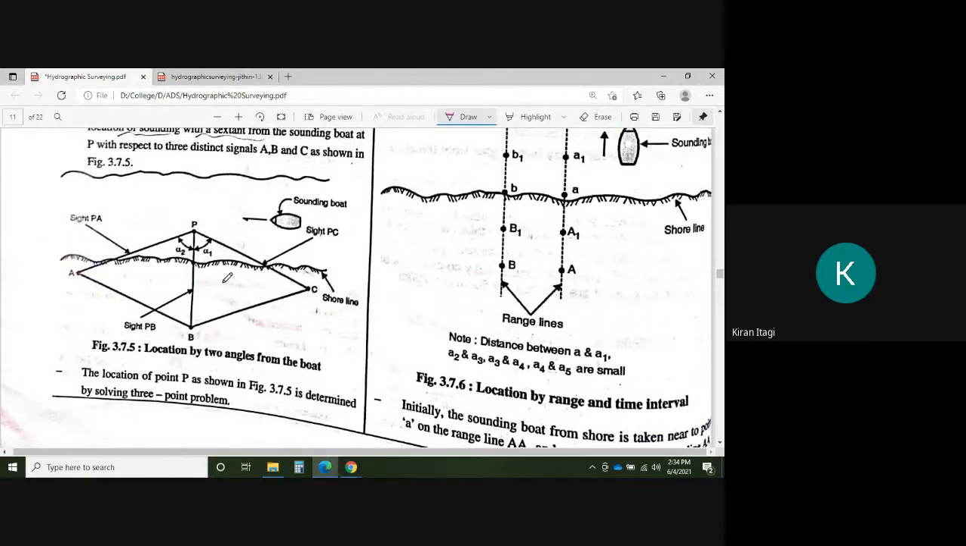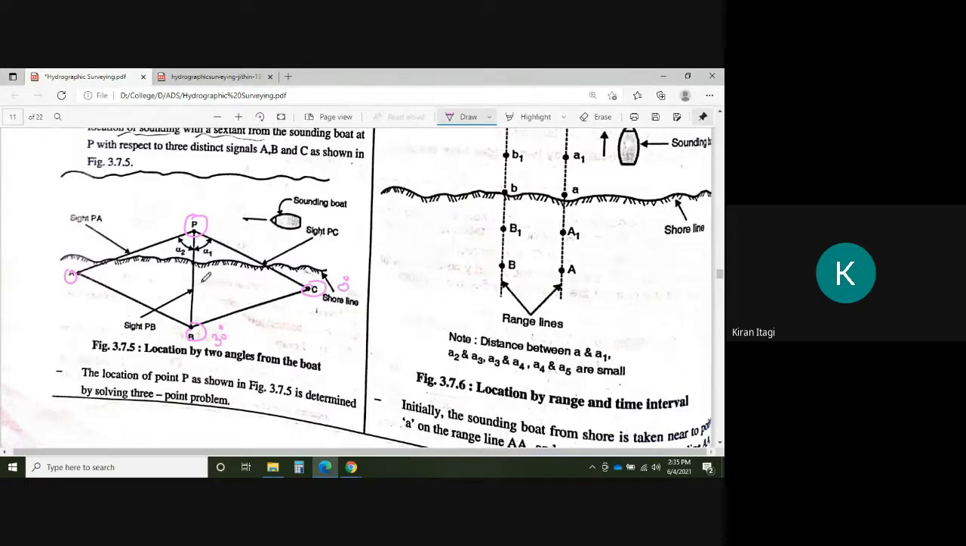See here, this is our shoreline. Here we have A, B, and C. So the boat will come at this point. First they will take the angle: they make a zero in their theodolite. This is zero. From here they will sight B, and they have got a reading of 30°.